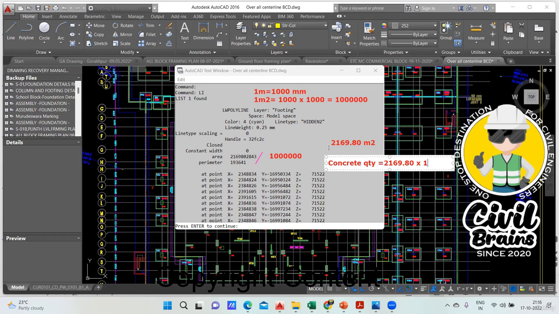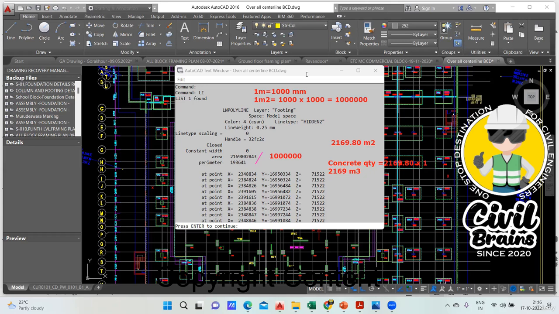This is my area, so this area I'll multiply by depth. Depth is 1 meter. I want the answer to be in meter, no? So 1000 mm, I put it in meter. So the concrete quantity itself is 2169 cubic meter. It's a huge amount of concrete required in this particular footing. So that is how you're supposed to understand.